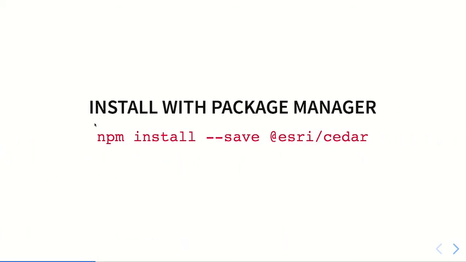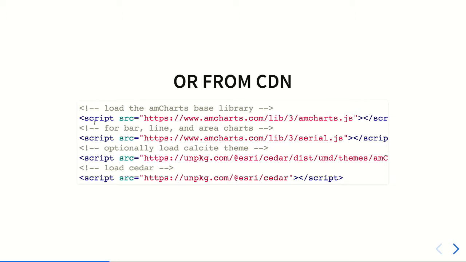First thing with Cedar, you've got to have it installed. You can install it with a package manager of your choice, npm, yarn, and you can also bring it in from CDN with script tags in your browser. At this point, it's probably worth talking about why there are so many script tags. Cedar has a dependency of an underlying charting library. At this point in time, that library is amCharts.